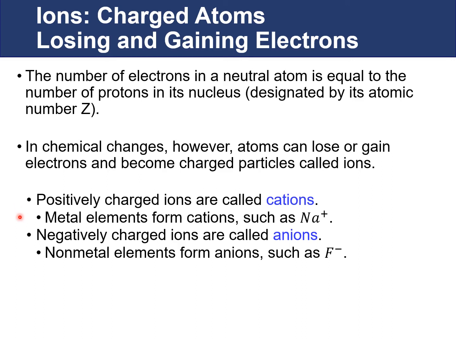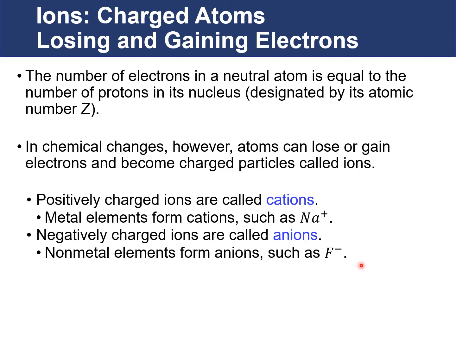A lot of metals are going to be forming cations. So like sodium ions will typically form Na+. Negatively charged ions are called anions. Most of the time you'll find that the non-metals, which we will get into where these are located in future videos, form anions. An example of this would be our fluoride ion, F-.